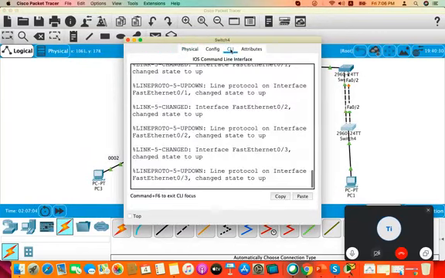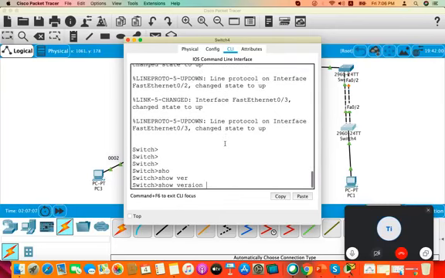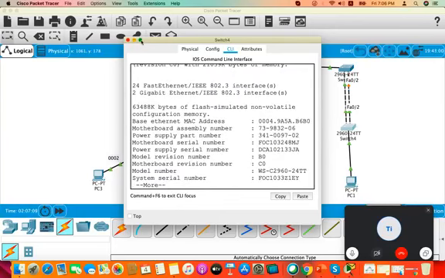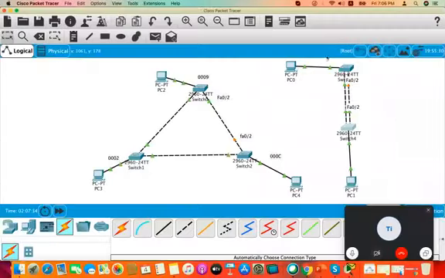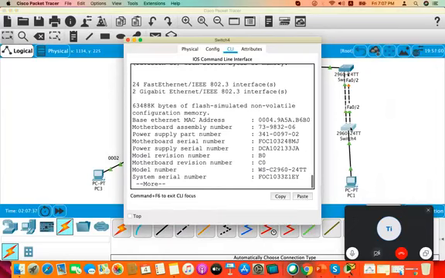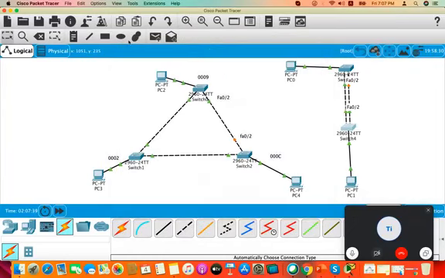On switch 4, let me check the MAC address. You can check the MAC address by giving show version. If you type show version, you can see a lot of things here. Apart from that, the main thing you are going to see is the base Ethernet MAC address. This is the MAC address of your switch. 0004 is the MAC address of switch 4. Let me write it down here.